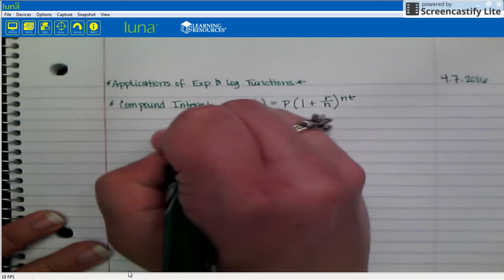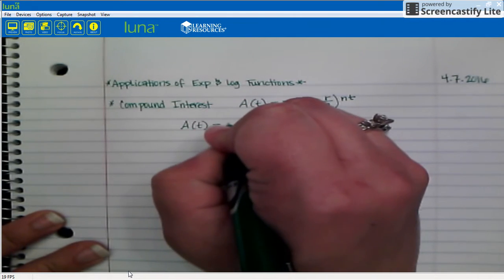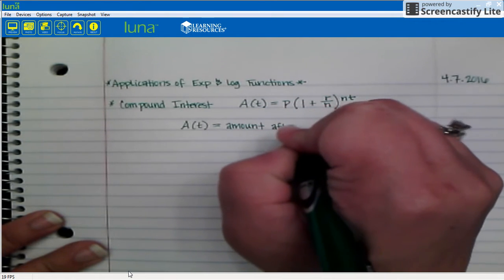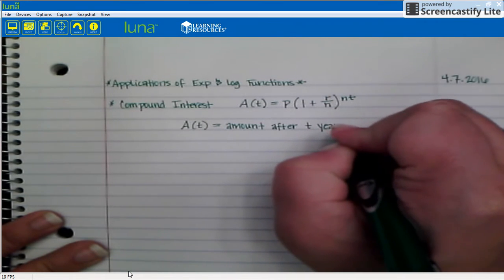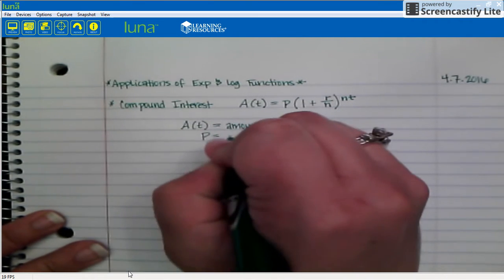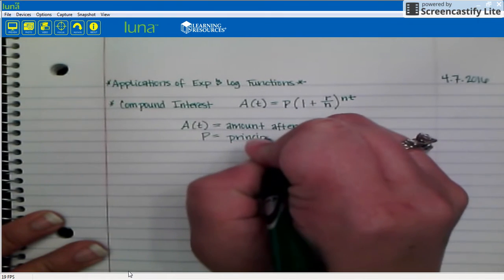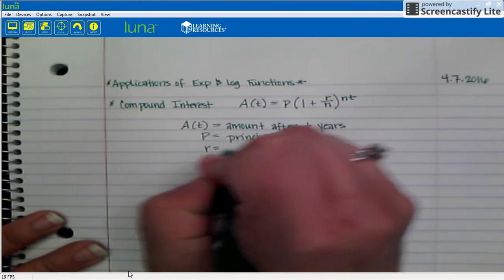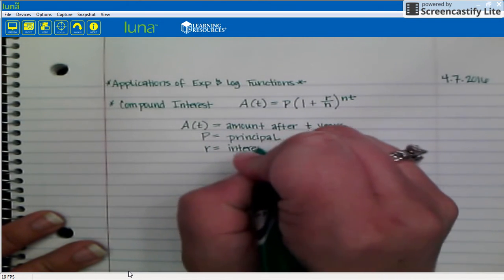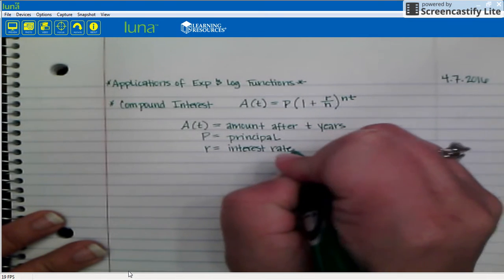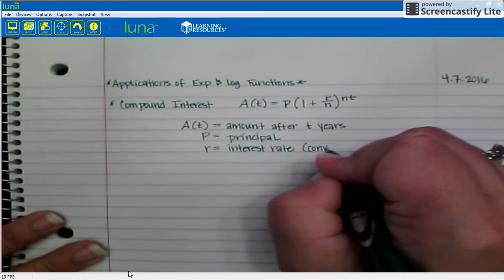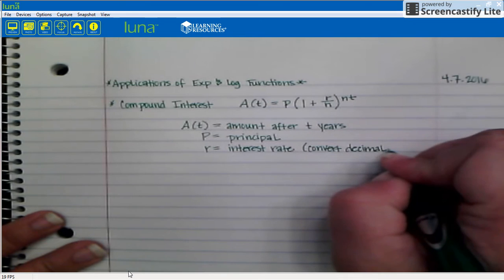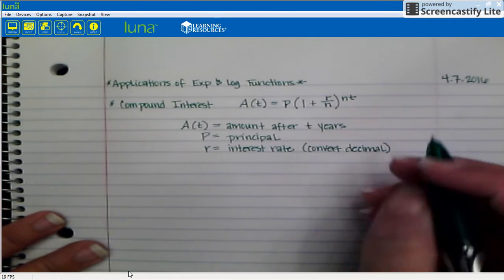variables represent: A of t is the amount after t years, P is your principal or your initial investment, where you start. r is going to be your interest rate. And the number one mistake is that you don't convert to a decimal. Make sure you always convert any percentages to a decimal equivalent by dividing by 100.